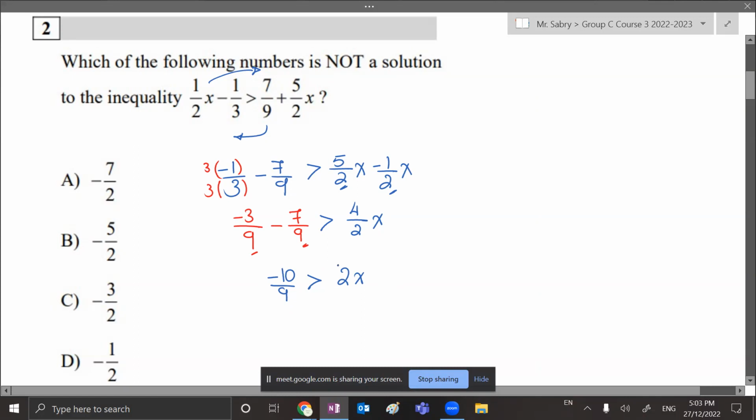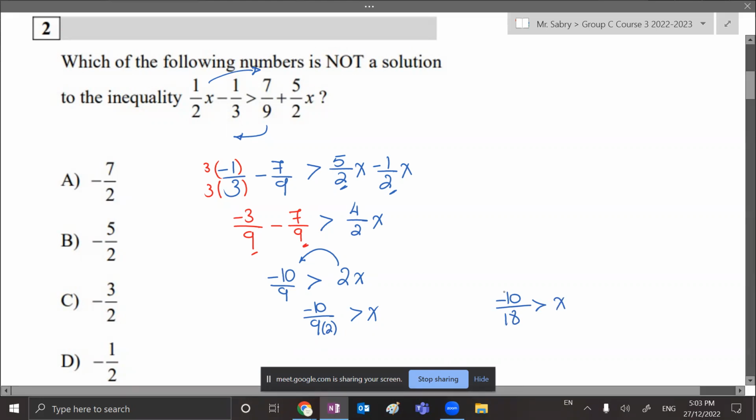Next, 2 should be removed and goes to the other side by division. So -10 over 9, when I move the 2 by division, it goes under the 9 next to it by times, which means that this will become -10 over 18 bigger than x.